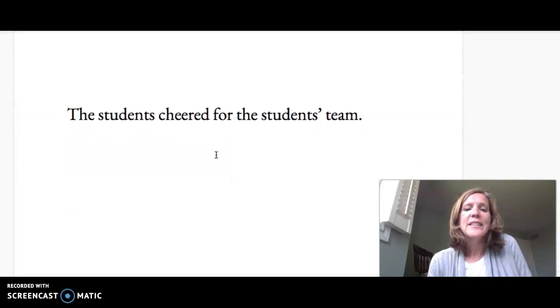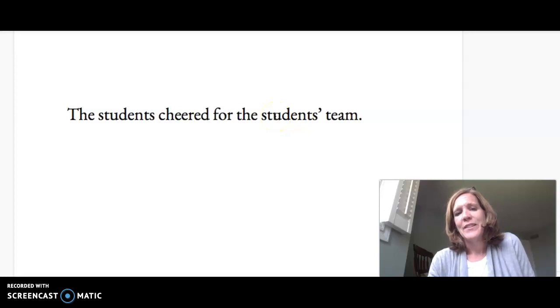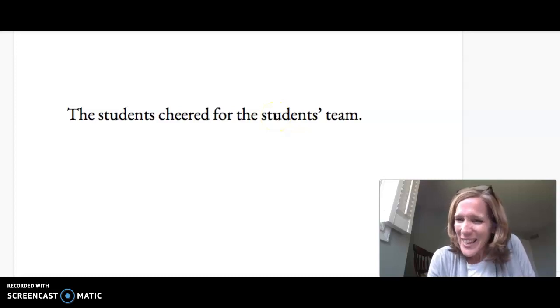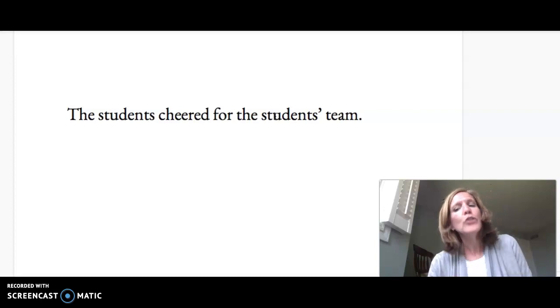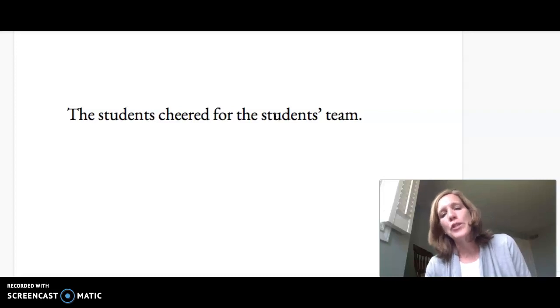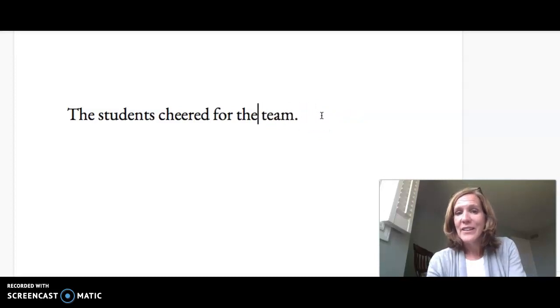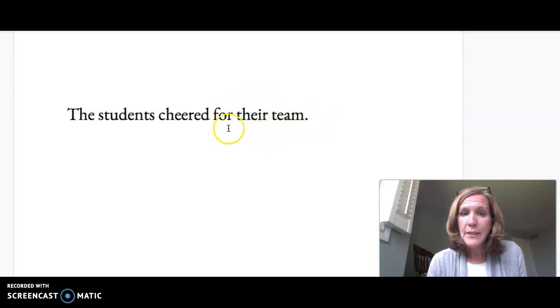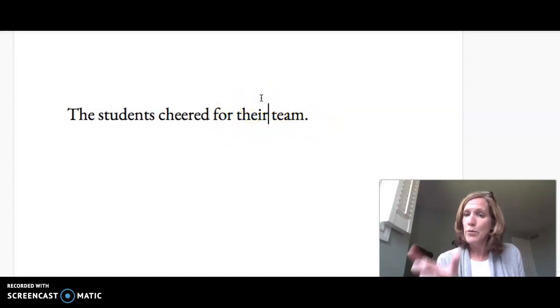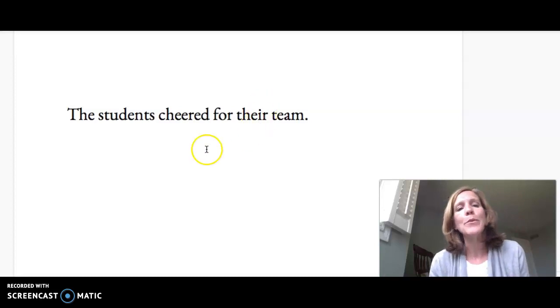All right. And then the last sentence was this one. The students cheered for the students' team. Doesn't that sound strange? Because we're repeating, and we don't want to repeat, right? As a good writer, we wouldn't repeat. We would say the students cheered for their team. The word their is a possessive pronoun that takes the place of the students. So we take that out and we can put that possessive pronoun in.